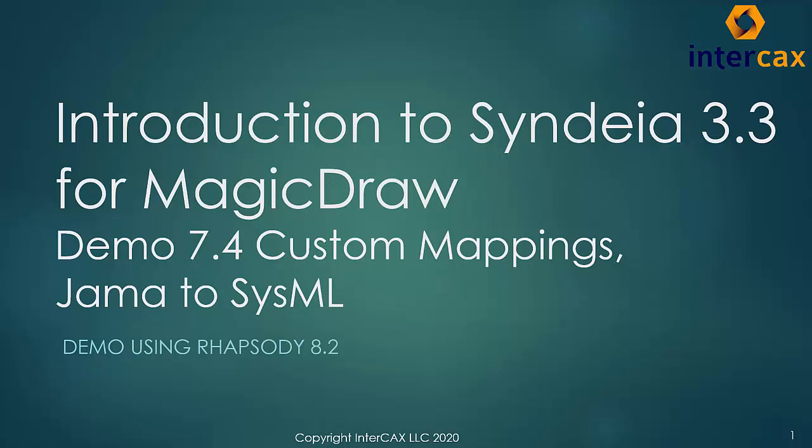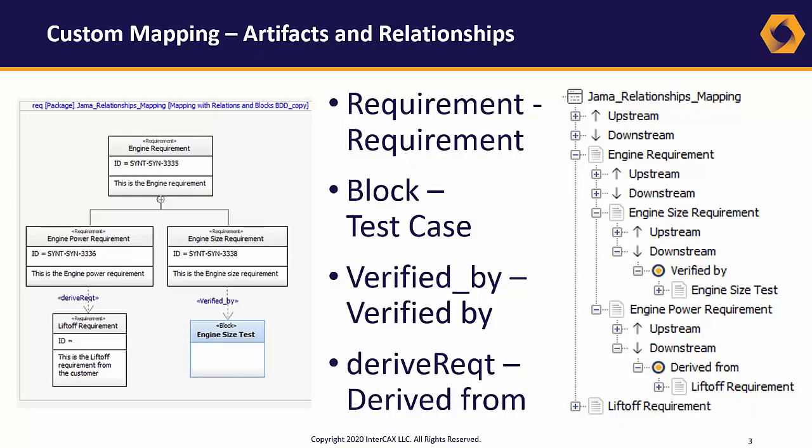In this video, we will look at building and executing a mapping between Jama and Rhapsody. On the left, we see the SysML model in Rhapsody. Engine requirement has two sub-requirements: engine power requirement, linked by a derive requirement dependency to liftoff requirement, and engine size requirement by a verified by dependency to the engine size test block.